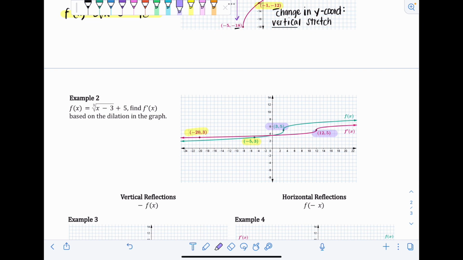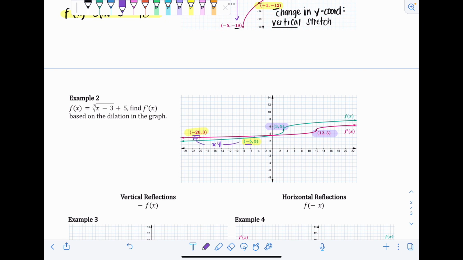So if we look at what coordinates are changing in this case, it's the x coordinate. So to go from negative 5 to negative 20, I'm multiplying by 4.